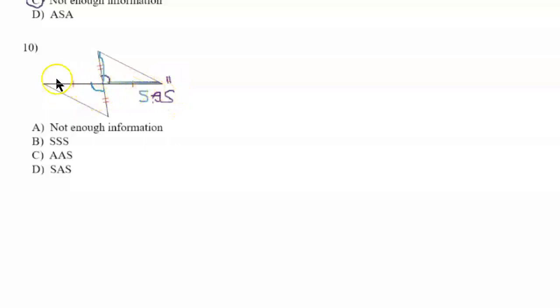And for this triangle, if I start at the single, I have side, angle, side. So side, angle, side matches for these two triangles. And side, angle, side is one of our congruency postulates that can potentially prove congruency. So side, angle, side is our answer.